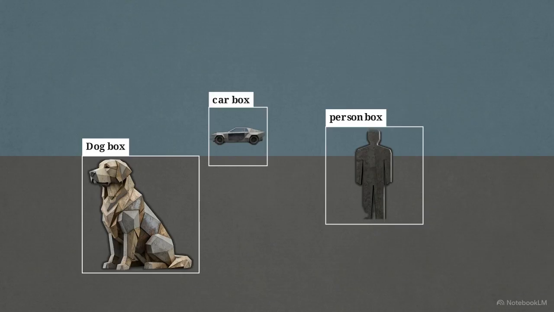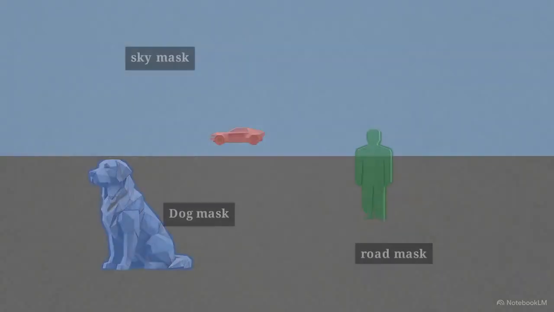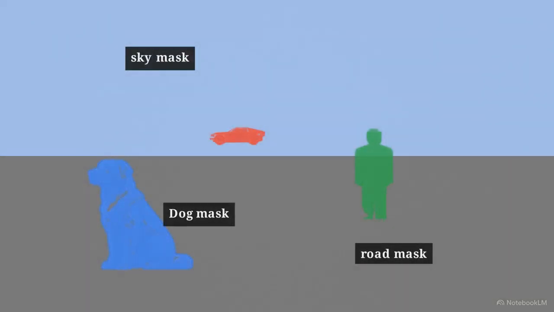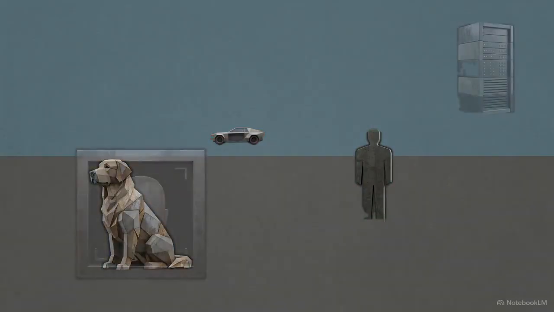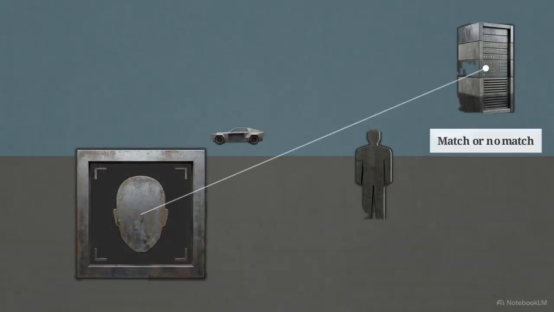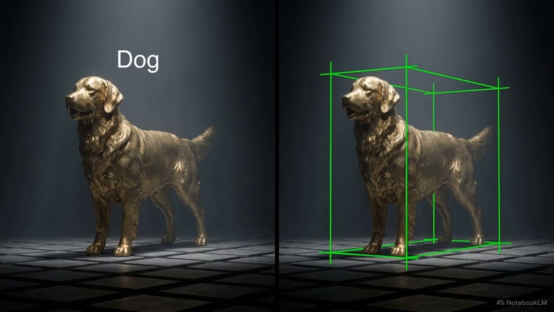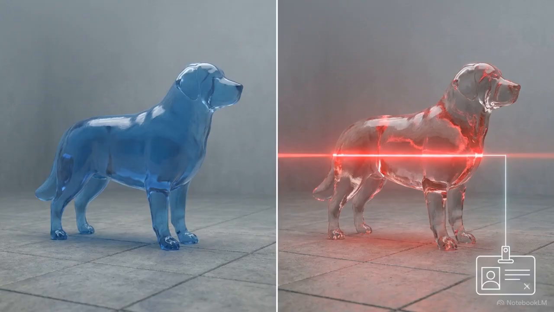The second task is object detection. This answers, what objects are present and where are they? The system locates the items and surrounds them with bounding boxes. Third is image segmentation. Instead of drawing a box, this answers which specific pixels belong to each object or region. It maps precise masks over the shapes and their environment. Finally, there is recognition. This task asks, is this a specific known item? It compares the object against established examples to determine a match.